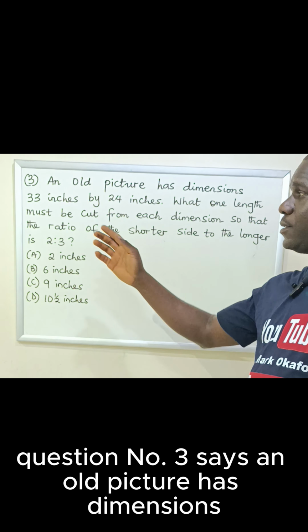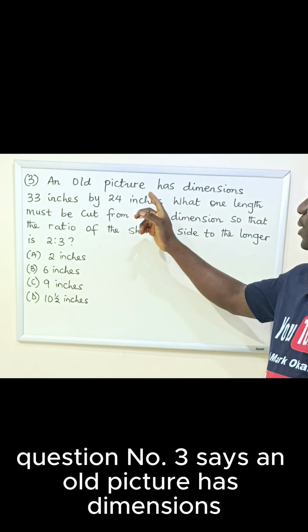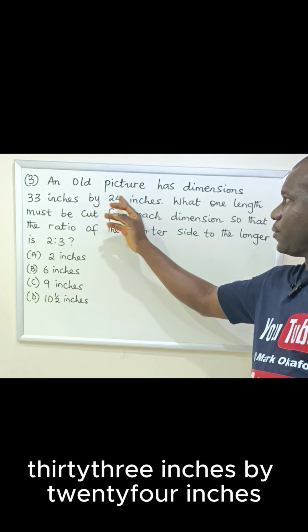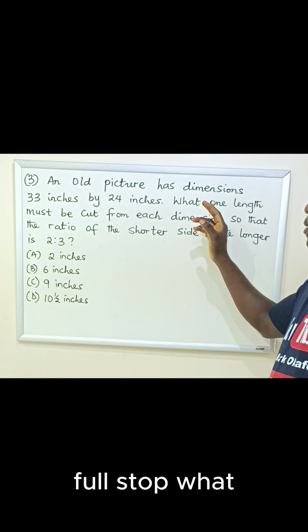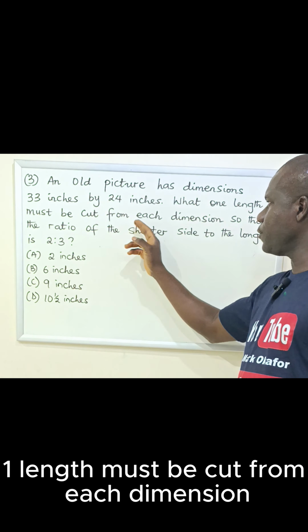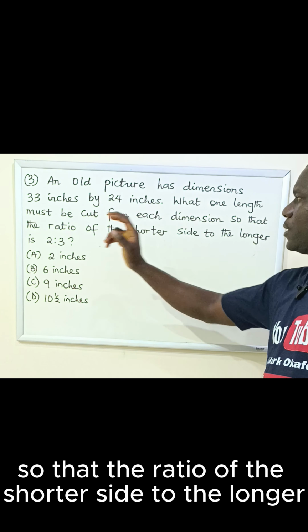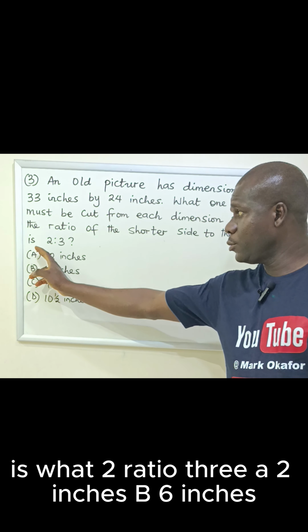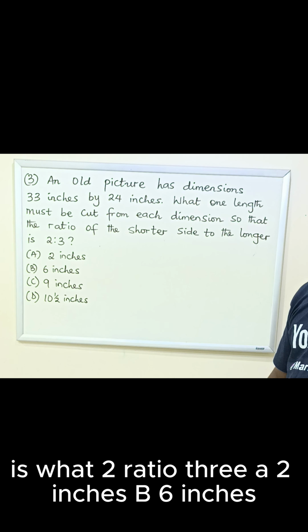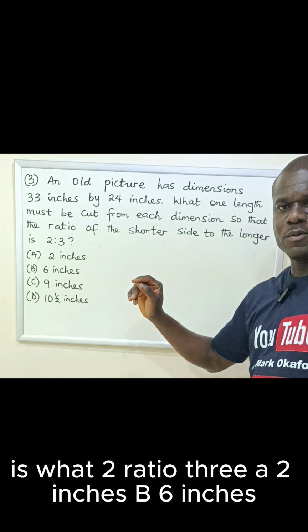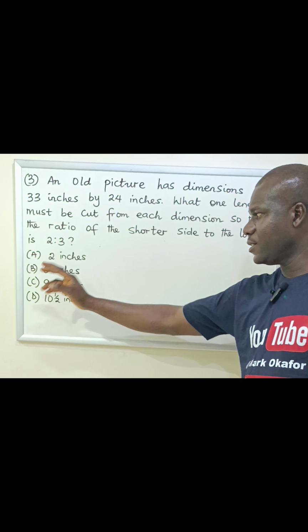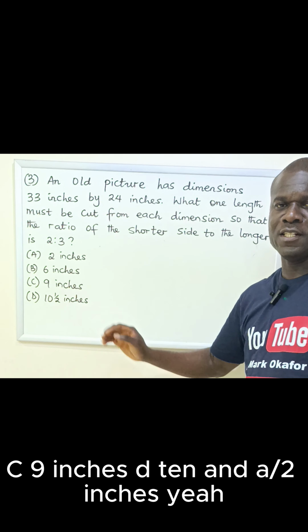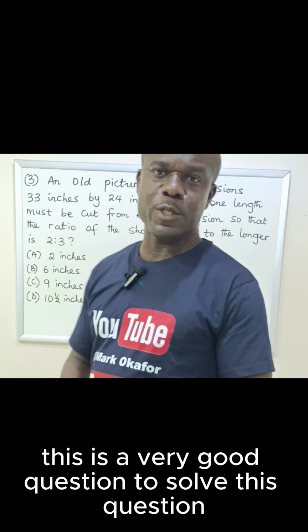Question number 3 says, an old picture has dimensions 33 inches by 24 inches. What one length must be cut from each dimension so that the ratio of the shorter side to the longer is 2:3? A, 2 inches. B, 6 inches. C, 9 inches. D, 10.5 inches. This is a very good question.